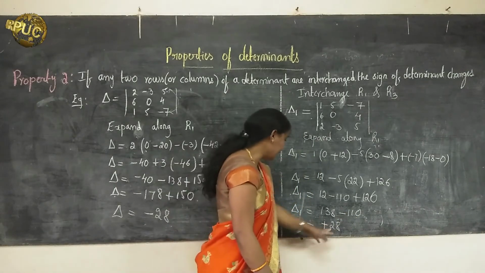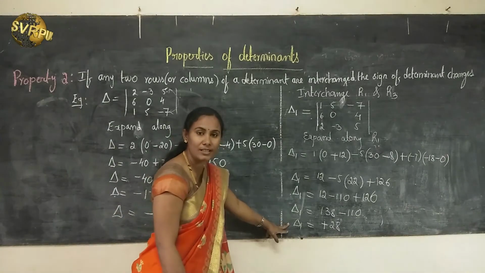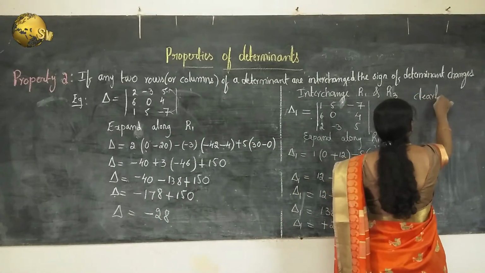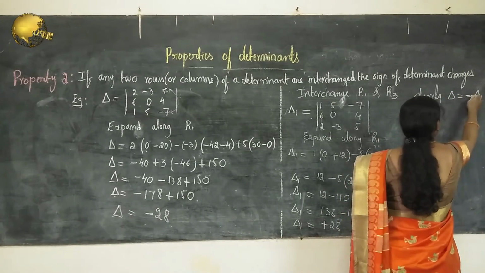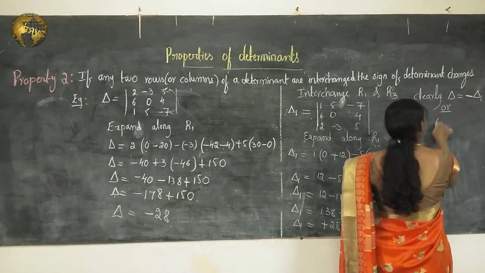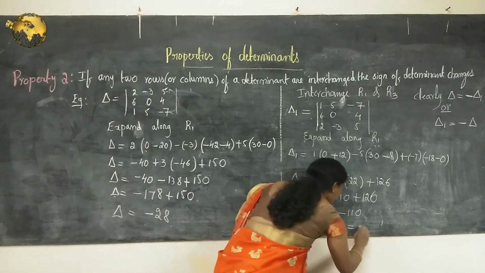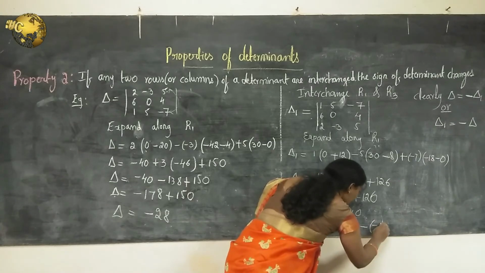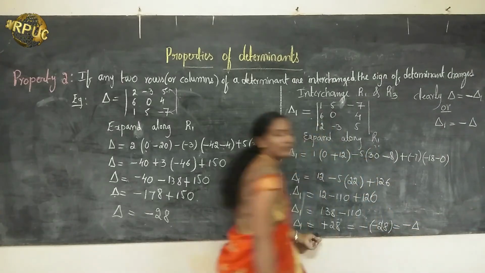Yes, so clearly it says, just see what the delta value is. Delta value is minus 28, but delta 1 value is plus 28. So clearly it says that delta is equal to minus delta 1, or delta 1 is equal to minus delta, because we can write this as minus, if you take minus out, that is minus into minus 28 we get, so that is equal to minus, what is minus 28? It is delta. Yes, okay.